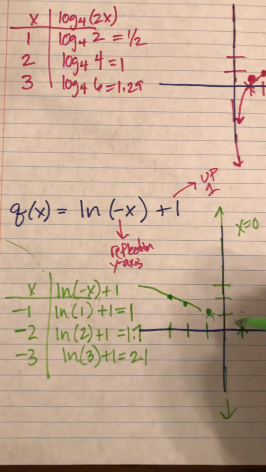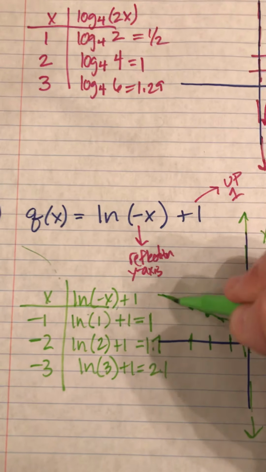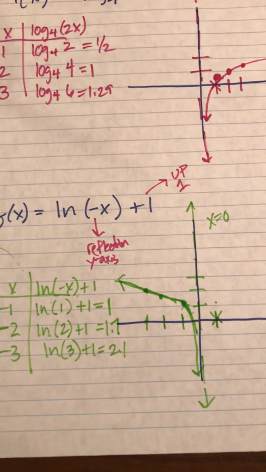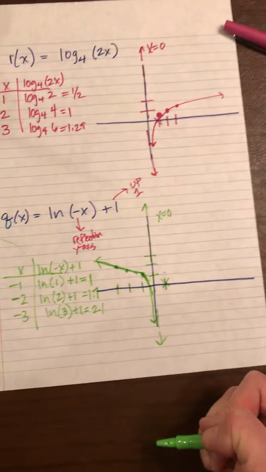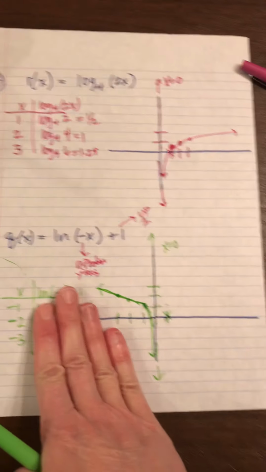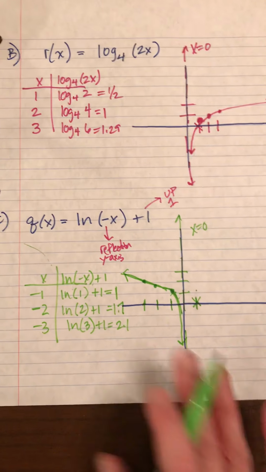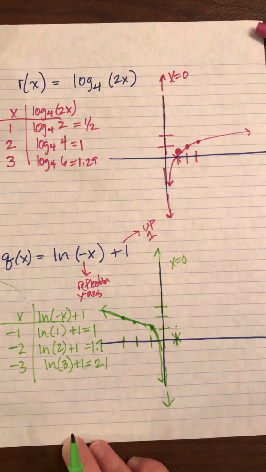If you remember, it's approaching this asymptote. It's approaching the asymptote with a curve. It should look like that. So this is that reflection over the y-axis. It was shifted up 1, but it's definitely a different looking graph. And we had to use our calculator to get those values.